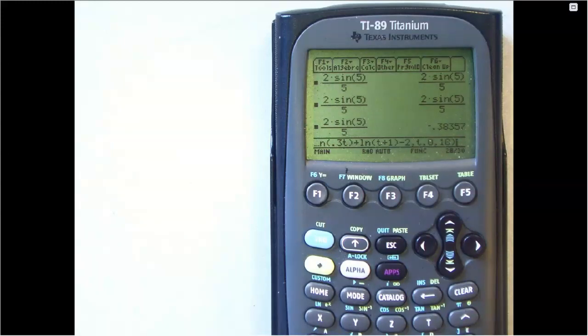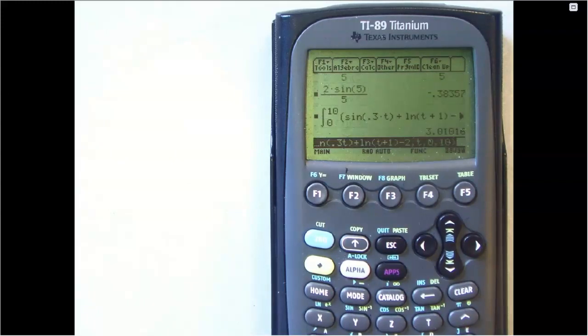And then I think the question said in the first 10 minutes, right? So we're just integrating from 0 to 10. Should get that, 3.01. How many are getting 3.01? We okay? 3.01. Did you get that? What does that mean? Okay.